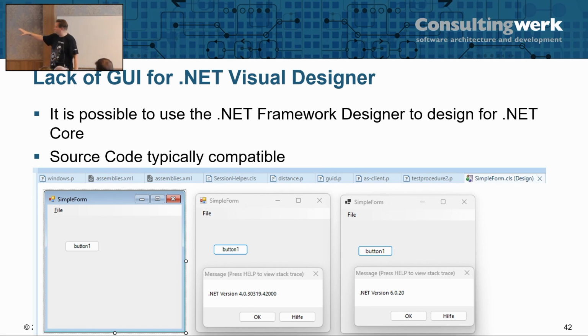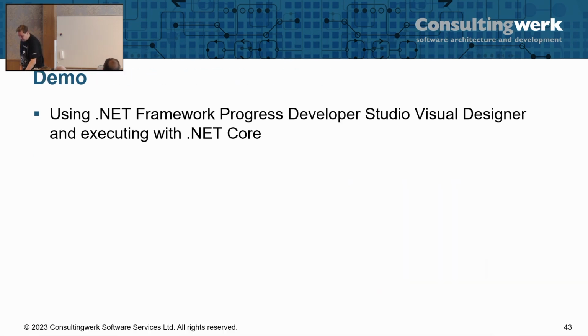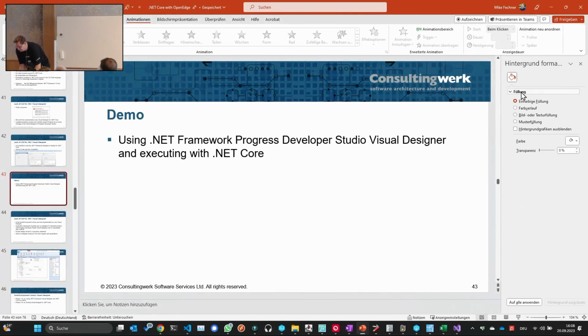But what you can do is use the .NET Framework Designer, so using the classic framework 4.8, draw a UI there, and copy the source code into a project that's enabled for the 6.0 runtime, compile it there, and execute it there. And that's what I did there. And we have a simple UI with a button, and I'll show you now a little bit more fancy UI. Also not the fanciest UI you've probably ever seen.